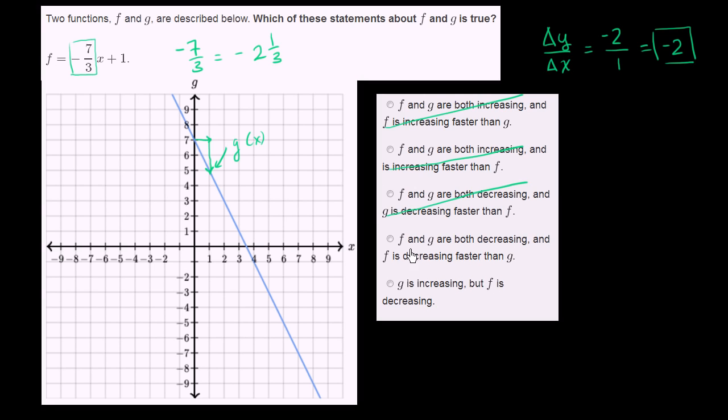And then we have this choice. F and g are both decreasing, and f is decreasing faster than g. This is right over here. We have this last choice. G is increasing, but f is decreasing. We know that's not true. G is actually decreasing.